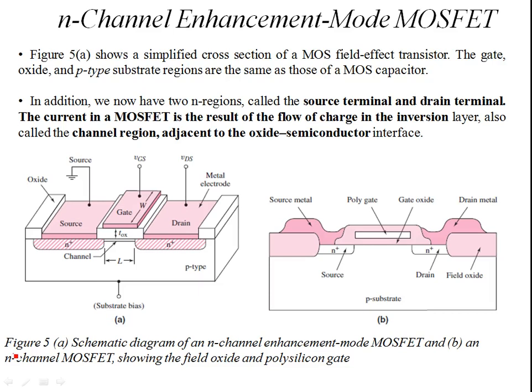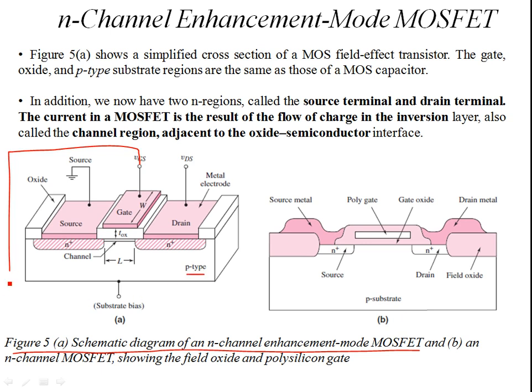Consider the schematic. Over here, you have the schematic diagram of an N-channel enhancement mode MOSFET. By now you are familiar, if you have seen part 1 of this lecture video, that enhancement mode means that you need to apply a certain gate to substrate voltage.